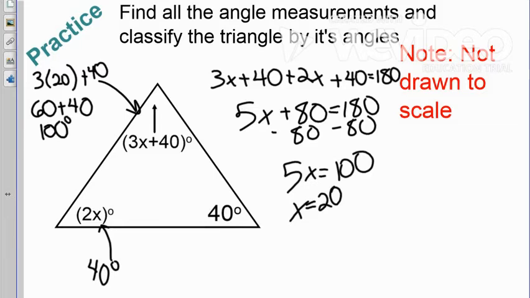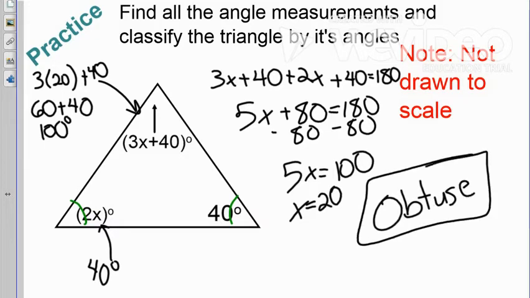Okay? So we have two angles that are congruent. Okay? And we only have one that is not. But the sum does equal 180. So for classifying it by its angles, we have four choices again here. We have acute, a right angle, an obtuse, or three congruent. And since we have one obtuse angle, this is an obtuse triangle. Okay?